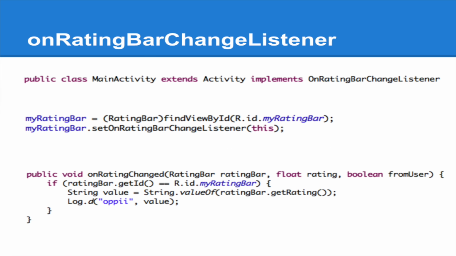And this one, guess what? On rating bar change listener. And it's the same thing, except of course on this one, you've only got the on rating change. You haven't got lift off and lift on. You haven't got those callbacks.